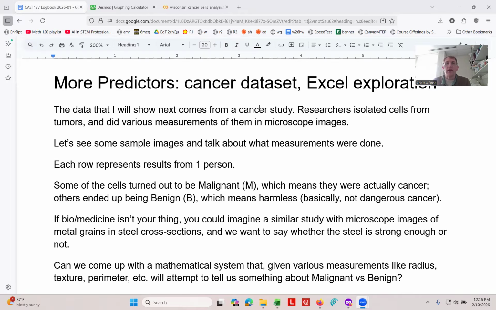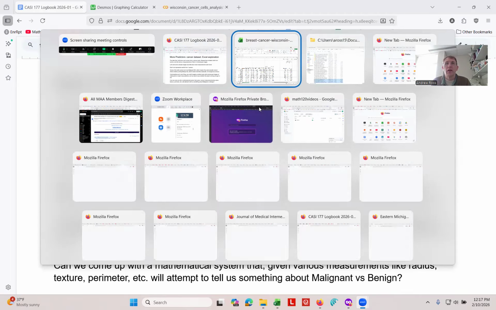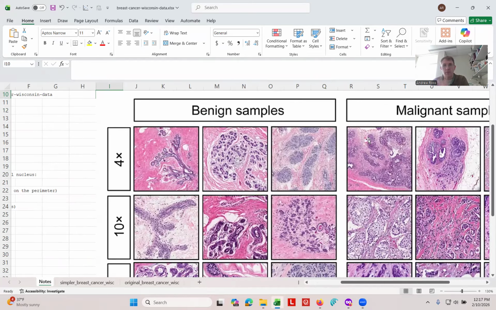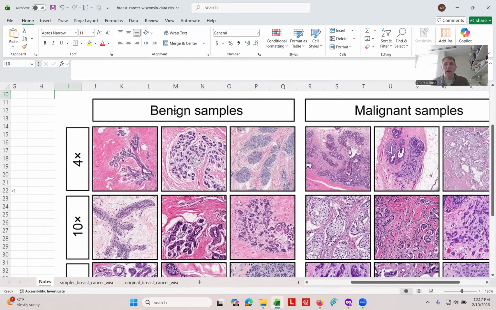So let's take a look at a sample photo. Where did I put that? These are microscope images of cells from the biopsies. The word benign means not harmful or maybe not dangerous. Malignant means dangerous or harmful or probably going to spread.